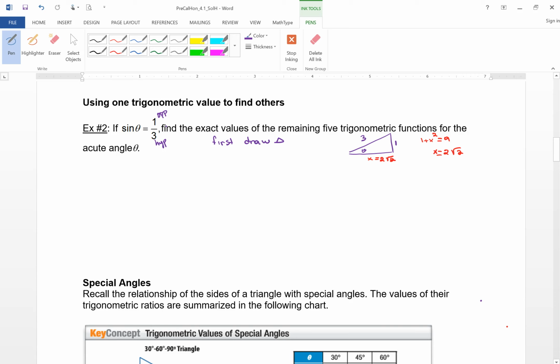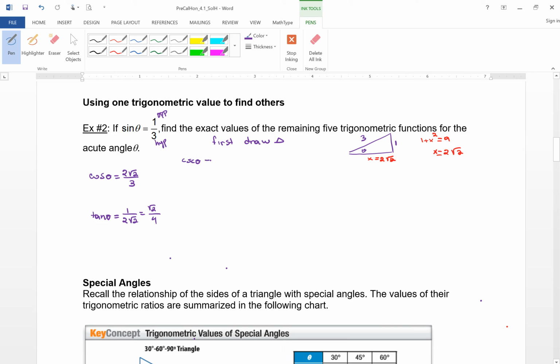We already have sine. Cosine of theta is 2√2 over 3. Tangent of theta is 1 over 2√2, which is what? √2 over 4. Okay? You have to rationalize.